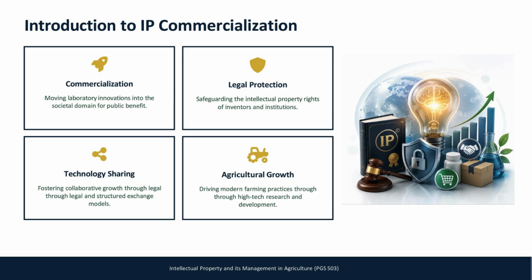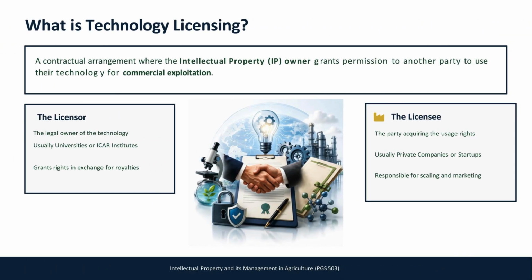Now, let us understand what technology licensing means. A contractual arrangement where the intellectual property owner grants permission to another party to use their technology for commercial exploitation. In simple words, the owner allows another organization or company to use the technology under specific legal terms. Now, let us understand the two important parties involved.